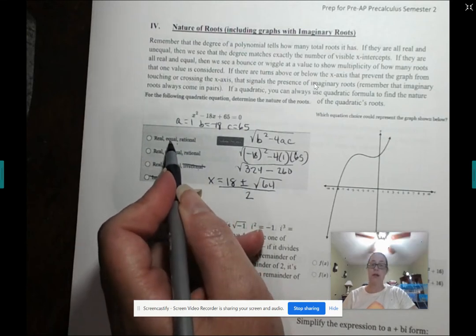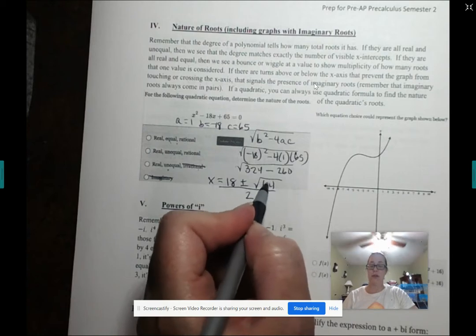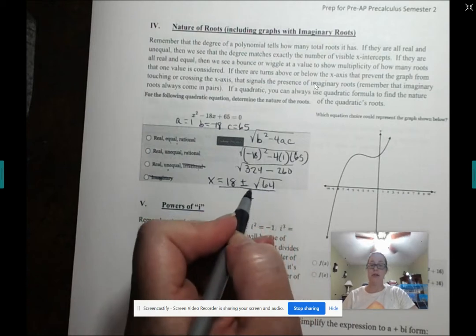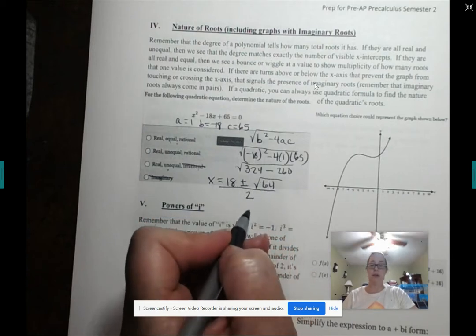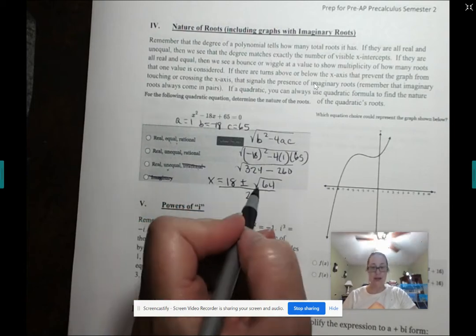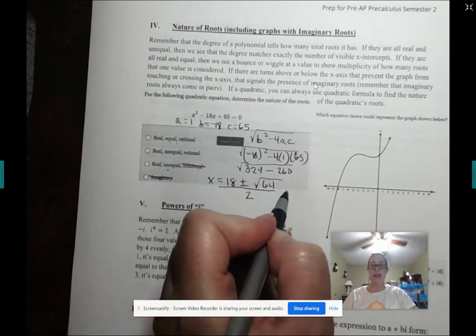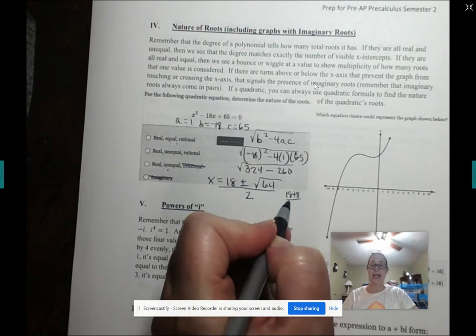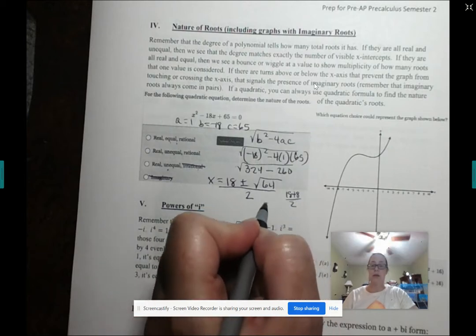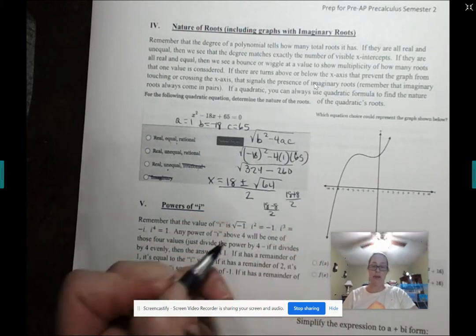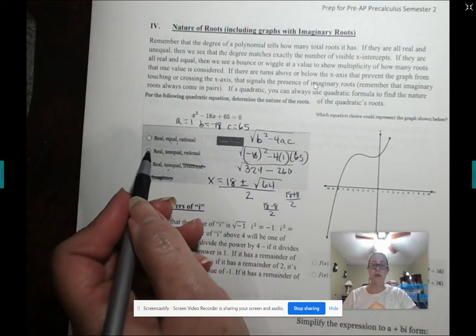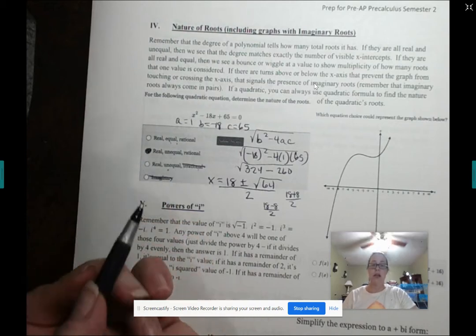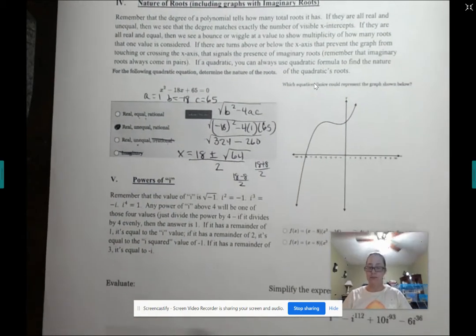It would only be equal here if this was a 0, because 18 plus 0 divided by 2 and 18 minus 0 divided by 2 would give you the same answer. This is not a 0, this is an 8. So one solution is going to be 18 plus 8 divided by 2, and one of them is going to be 18 minus 8 divided by 2. That's going to be two real, unequal, rational solutions.